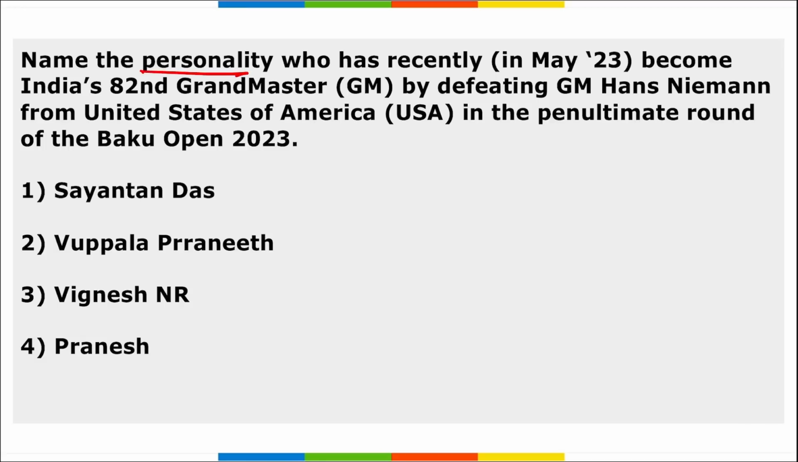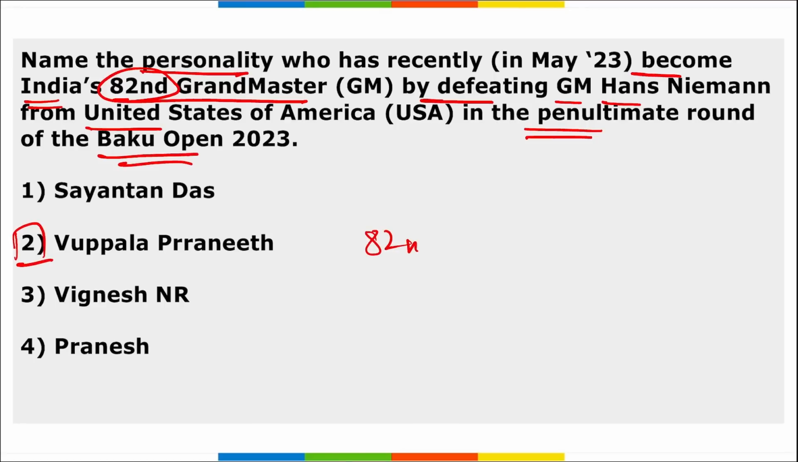Next, name the personality who has recently become India's 82nd Grandmaster by defeating Grandmaster Han from the USA in the penultimate round of the Baku Open 2023. So, Vupala Praneeth has become India's 82nd Grandmaster. Correct? Mark this important. A question can be asked that Vupala Praneeth is from which state? He is from Telangana.